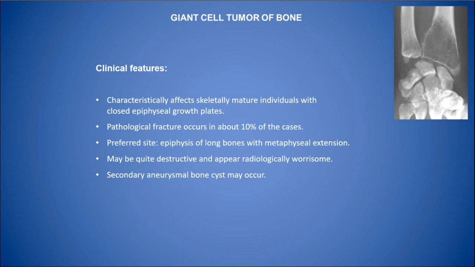At times, they can appear very aggressive, and especially if they have secondary aneurysmal bone cysts, they may appear much more aggressive than they really are. Pathological fracture may be seen in about 10% of the cases, but maybe more, and may be quite destructive and radiologically worrisome.